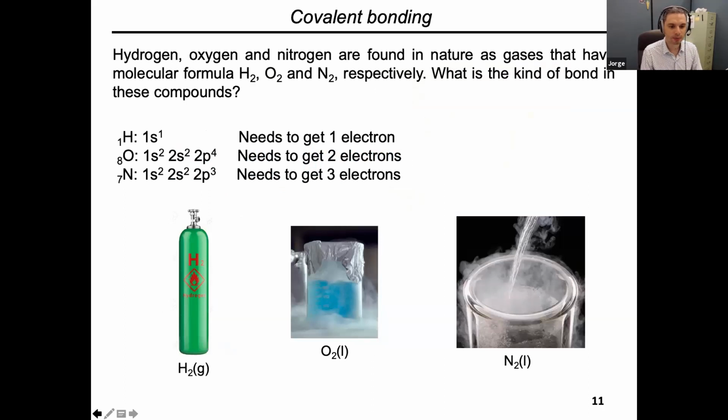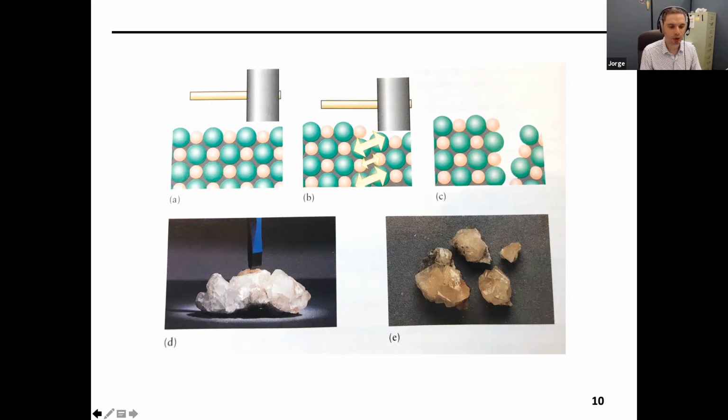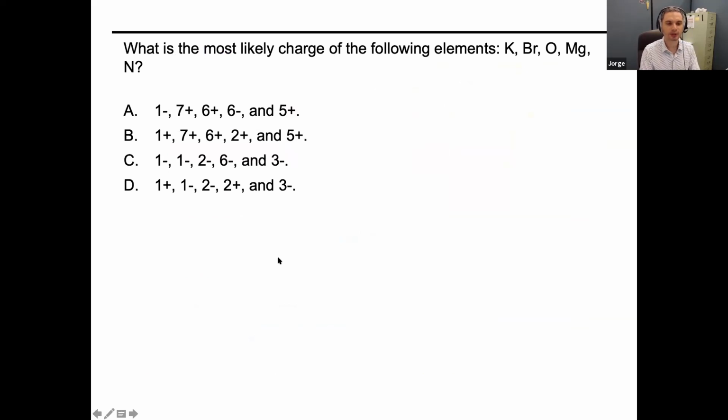Okay, so before we move on to covalent bonding, let's do an exercise. What's the most likely charge of the following elements? Potassium, bromine, oxygen, magnesium, and sodium. Remember that the most likely charge will be formed to achieve the noble gas electron configuration. In other words, we need to lose or gain electrons to fill the octet rule.